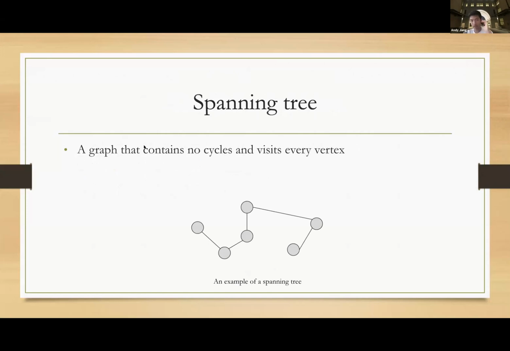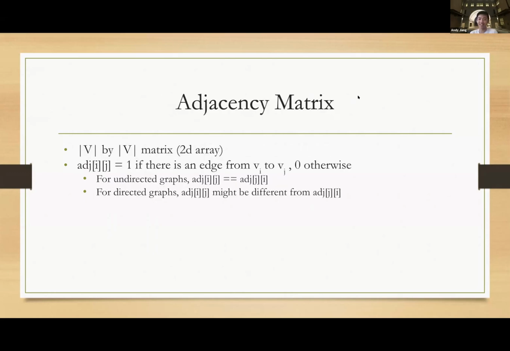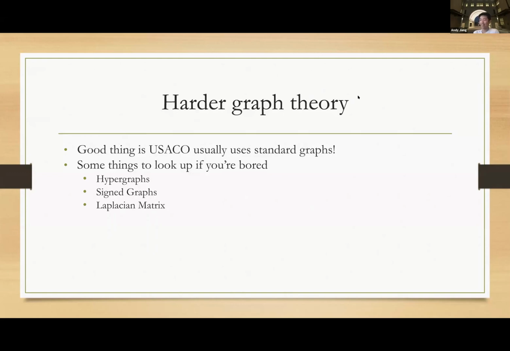Okay, spanning tree, we did that. Harder graph theory: I just want to talk about some of the things that might show up. There's something called hypergraphs where edges can connect multiple vertices instead of just two. So that's really crazy. Signed graphs are kind of like directed, but a bit different. And then the Laplacian matrix, random matrices that might or might not show up in college classes. I just wanted to include them in case you guys have nothing to do over the summer or at some point during school, and just want to search it up.